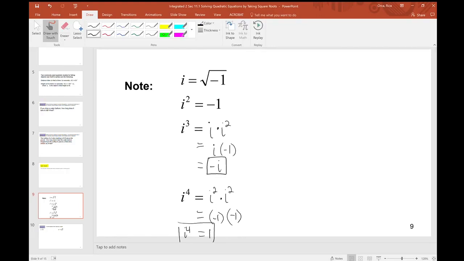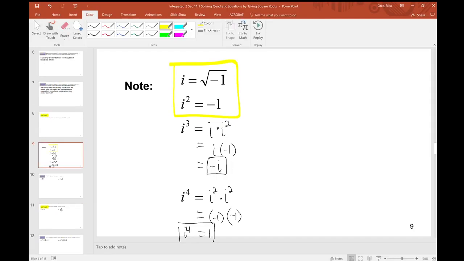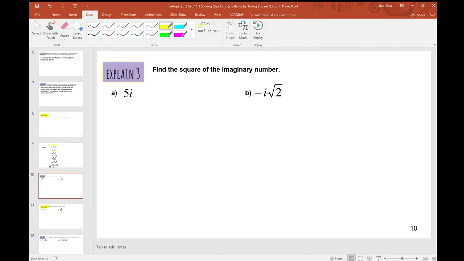So with these rules, I only remember i equals the square root of -1 and i squared equals -1. So if there's a negative number under the radical, automatically that number counts as an imaginary number. Let's look at our first example. Find the square of the imaginary number.